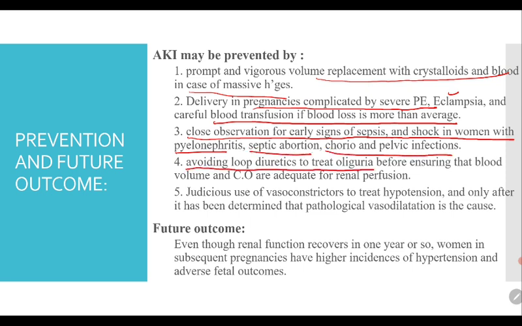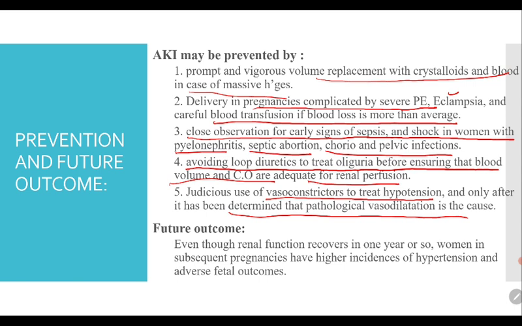Avoid loop diuretics for oliguria before ensuring that blood pressure, blood volume and cardiac output are adequate for renal function. Judicious use of vasoconstrictors to treat hypotension, and only after it has been determined that the pathological cause is vasodilatation. Future outcome: even though renal function recovers in 1 year or so, women in subsequent pregnancy have a higher incidence of hypertension and adverse outcomes.